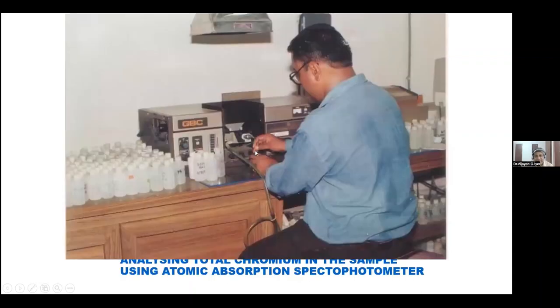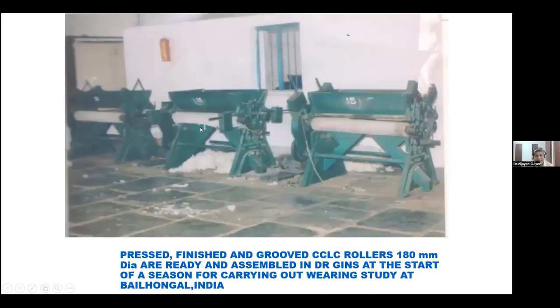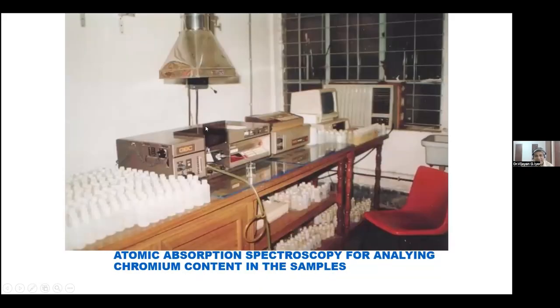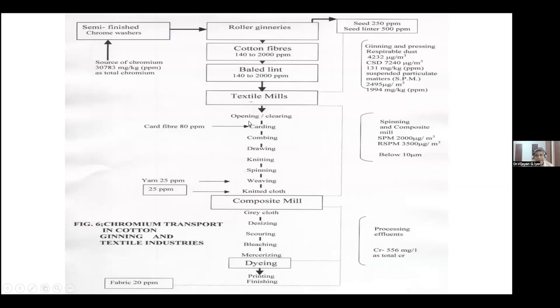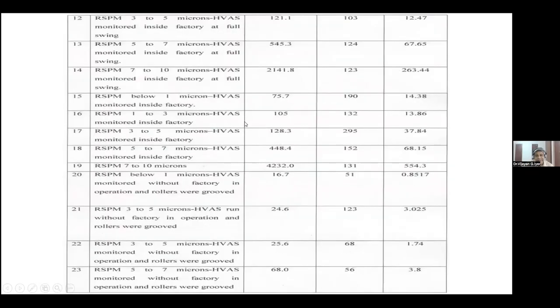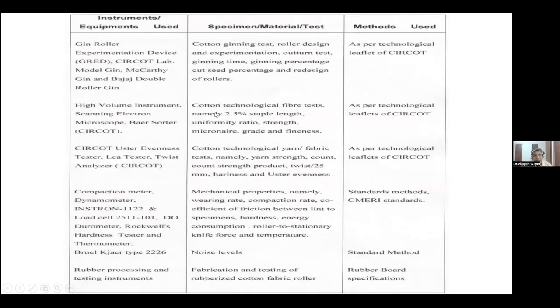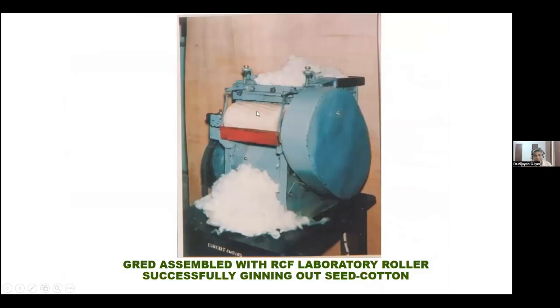And along with that, BT load has been assessed. Atomic absorption spectrophotometer is used to find out the chromium toxicity in the samples. The various samples have been assessed, monitored and controlled by eco-friendly means. These are the various SPM, RSPM results. This is a gin roller experimental device that has been used in order to redesign this roller.